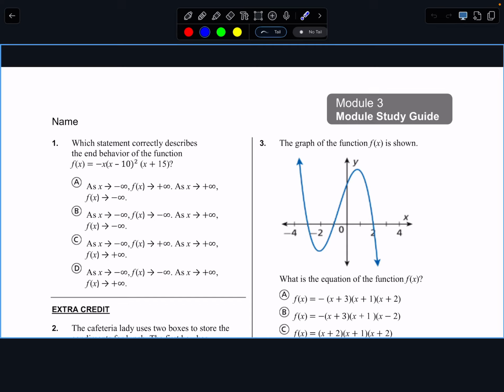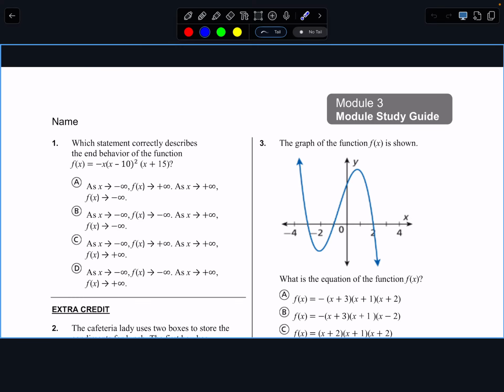So, which statement correctly describes the end behavior of the function? To figure this out, we have to know what the degree of the function is. How do we figure out the degree of this function? What do we look at? Not the square root. The exponents. What do we have to do with the exponents?